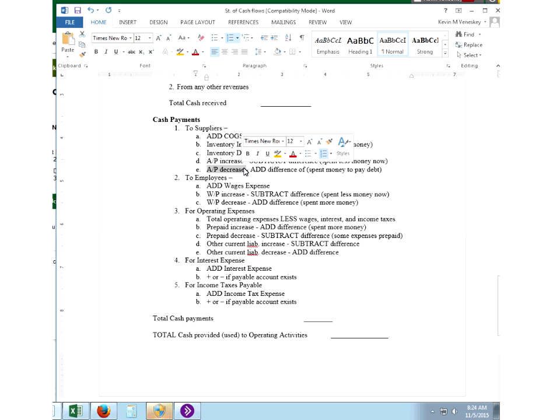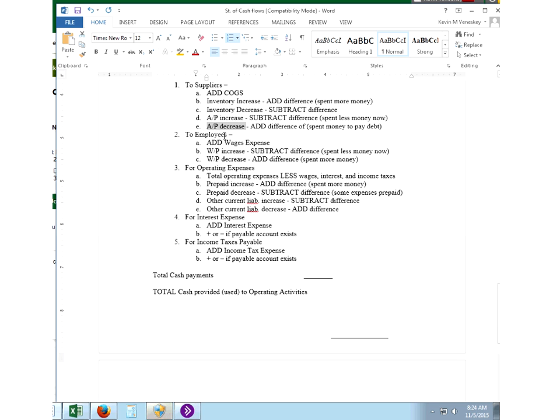If our accounts payable went down, so we owe all of our people less money, that means I've paid off some debt. And therefore, if I've paid off debt, that's extra money that I've spent that I need to account for here in my suppliers. So that's our first section.